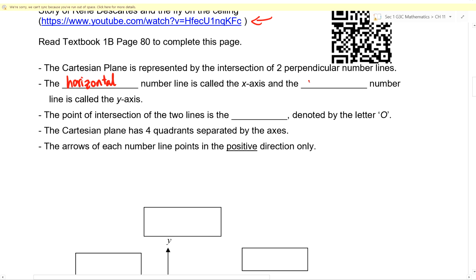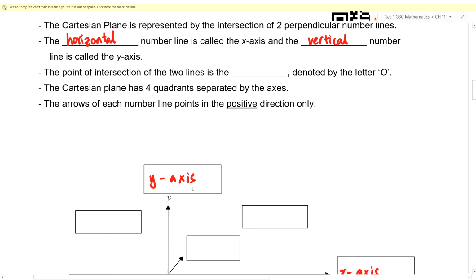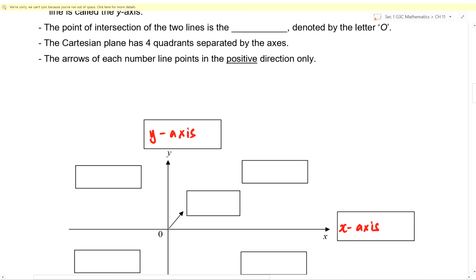And the vertical number line is known as the y-axis. The point of intersection of the two lines over here, this is where they intersect, is the origin. Usually we use the letter O to denote it. Now this over here is the origin.